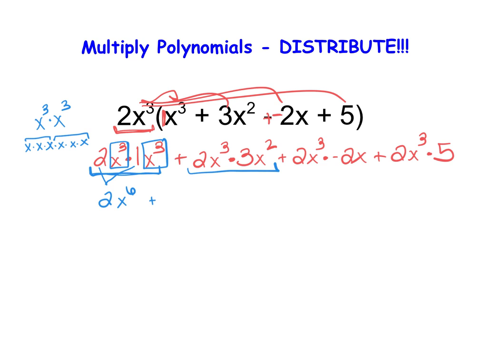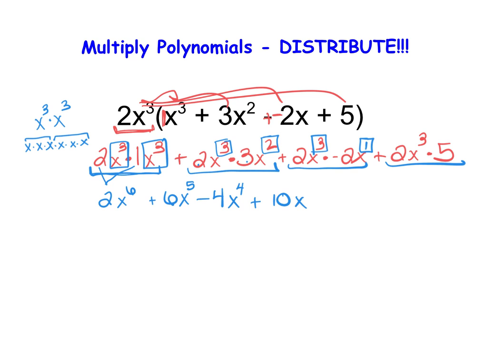So here we're going to multiply the coefficients of 2 and 3 to get 6. Then we take x to the third times x squared, which gives us 5 x's, so it's x to the 5th. Then from here, we have 2 times negative 2, which is a negative 4. And then we have x to the third, and remember an x without an exponent is x to the first. So we have a total of 4 x's, so we have x to the 4th. And then finally, 2 times 5 is 10, and then we're just left with an x to the third.